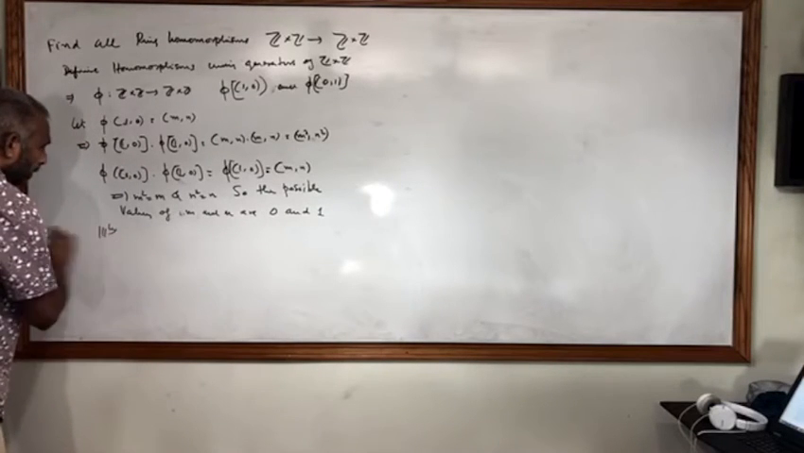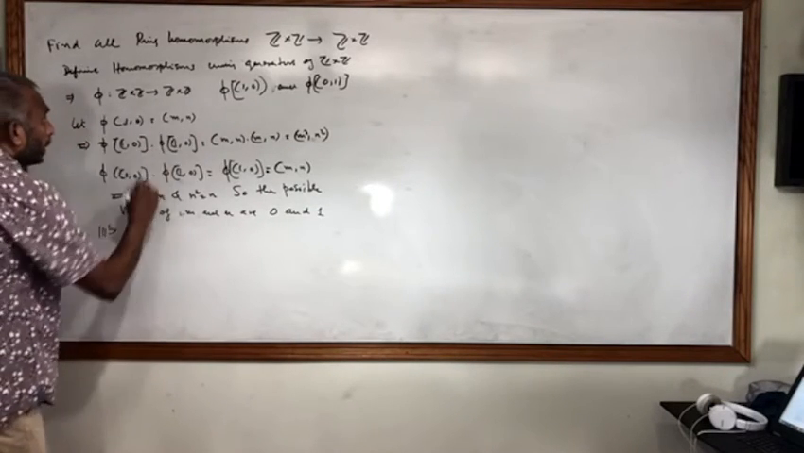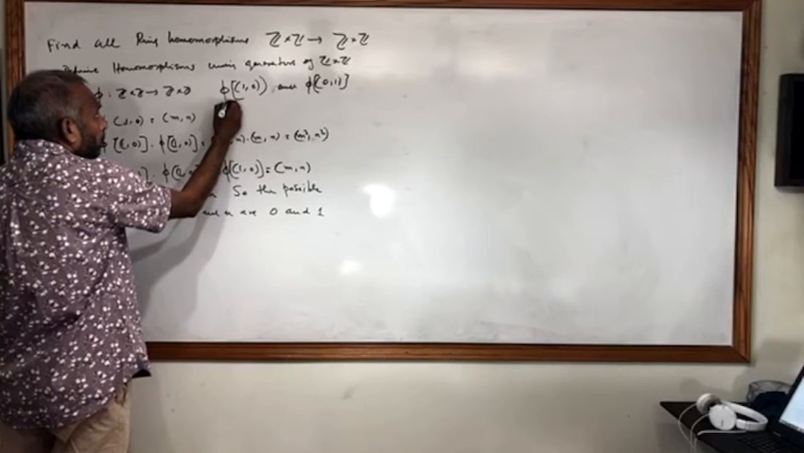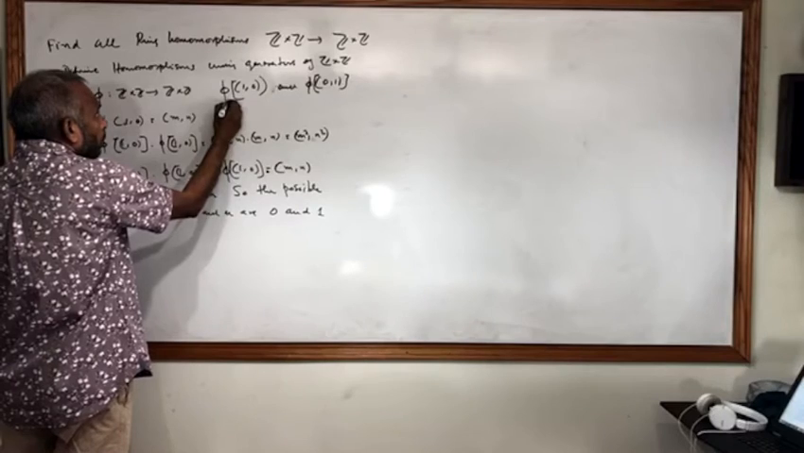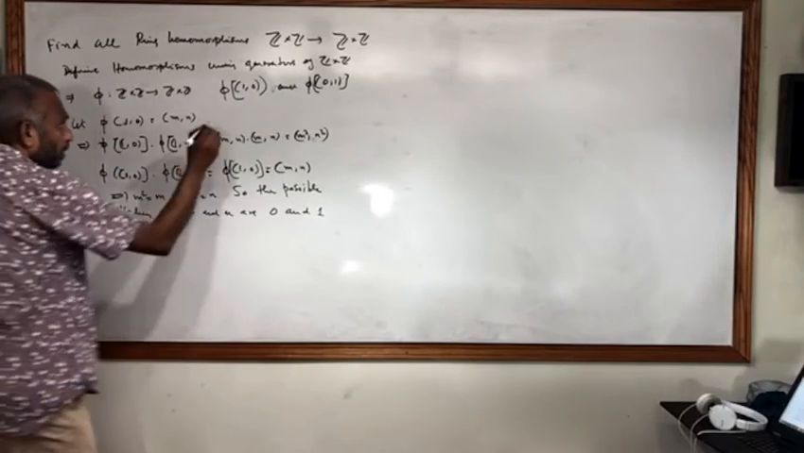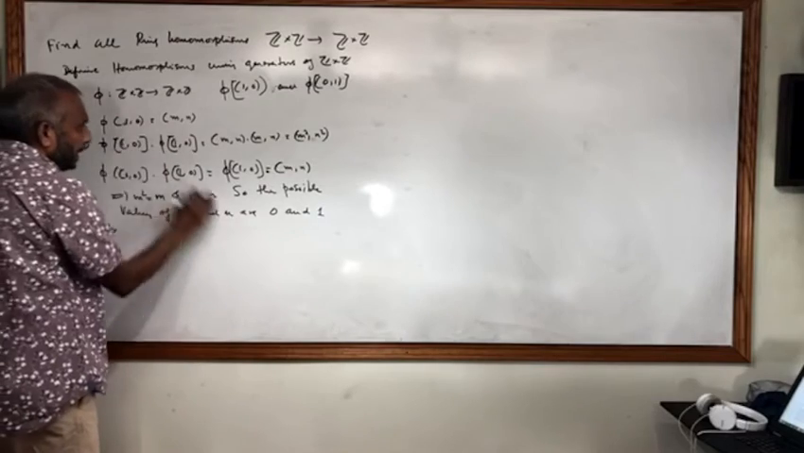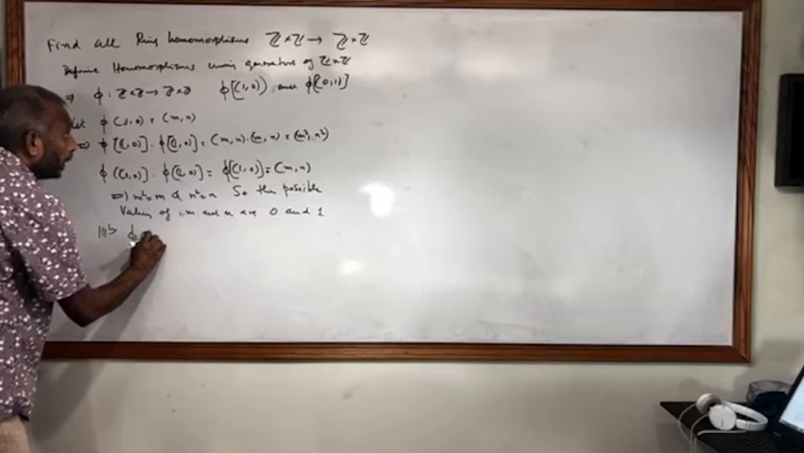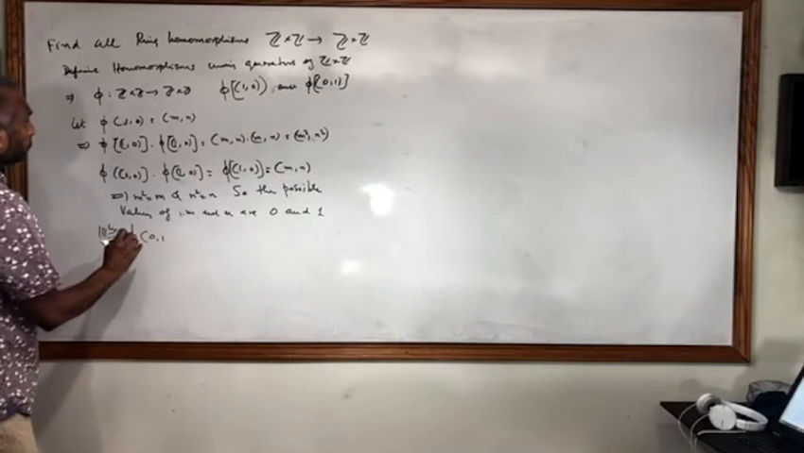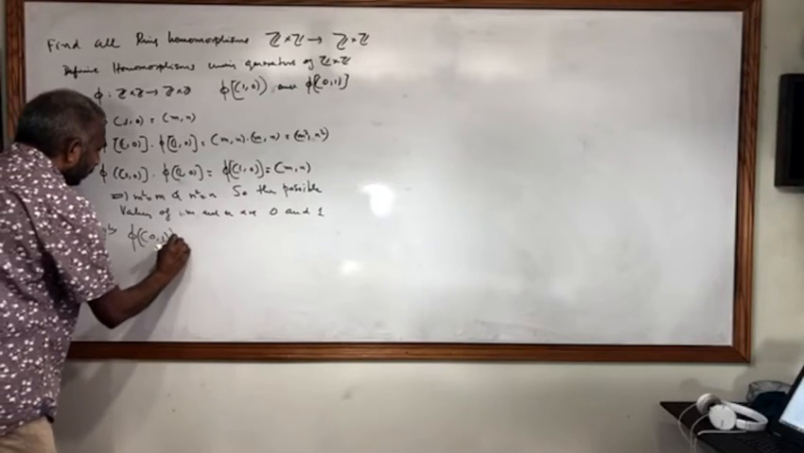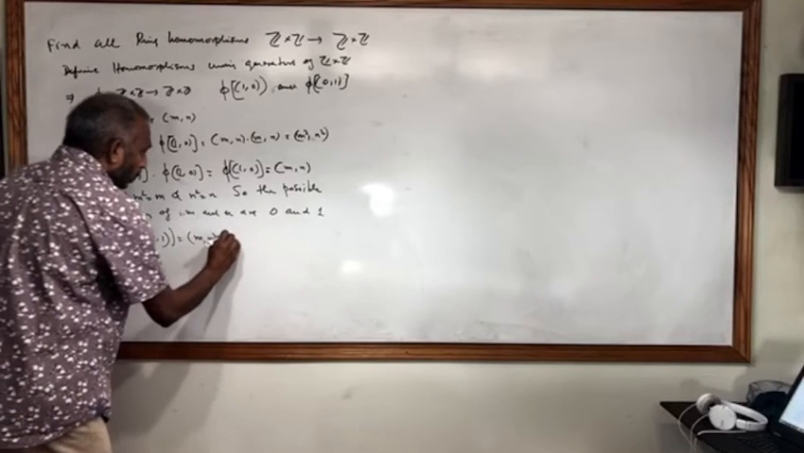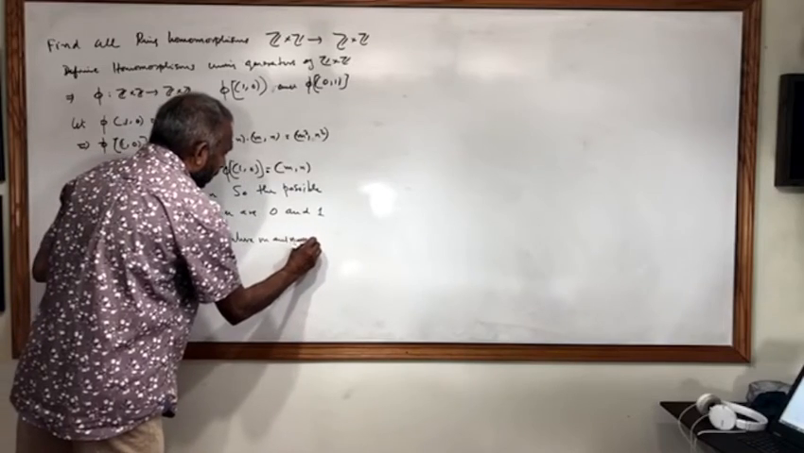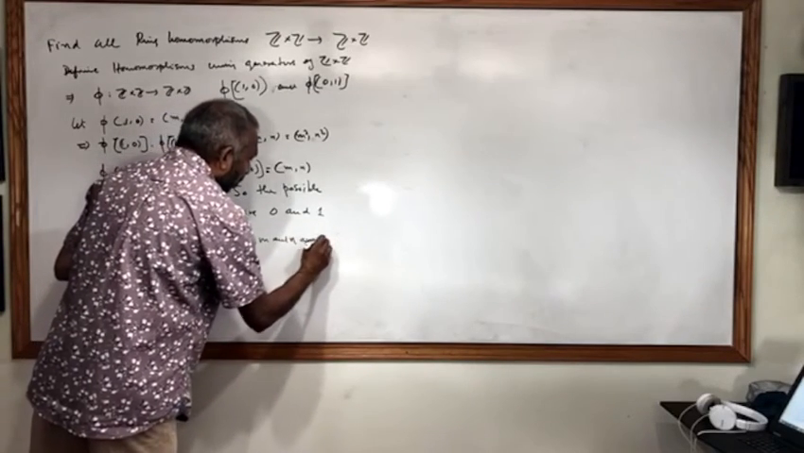Similarly, this is actually the image of phi(0, 1). So phi(0, 1) is equal to (m, n) where m and n are either 0 or 1.